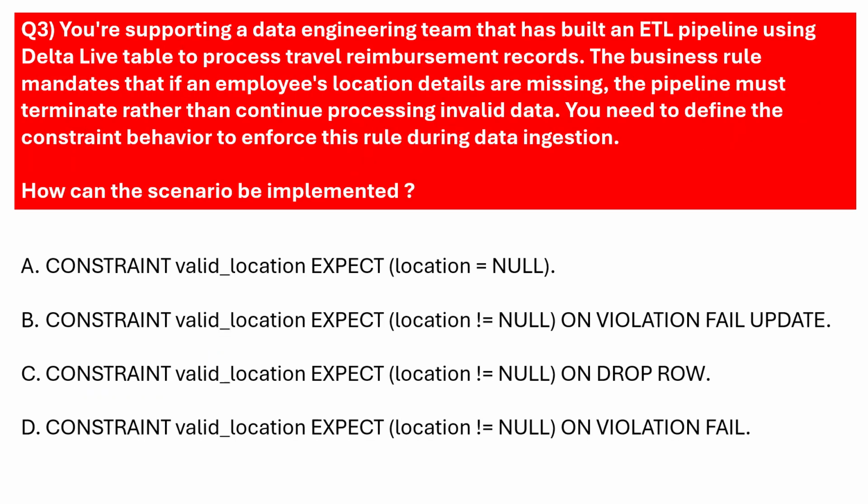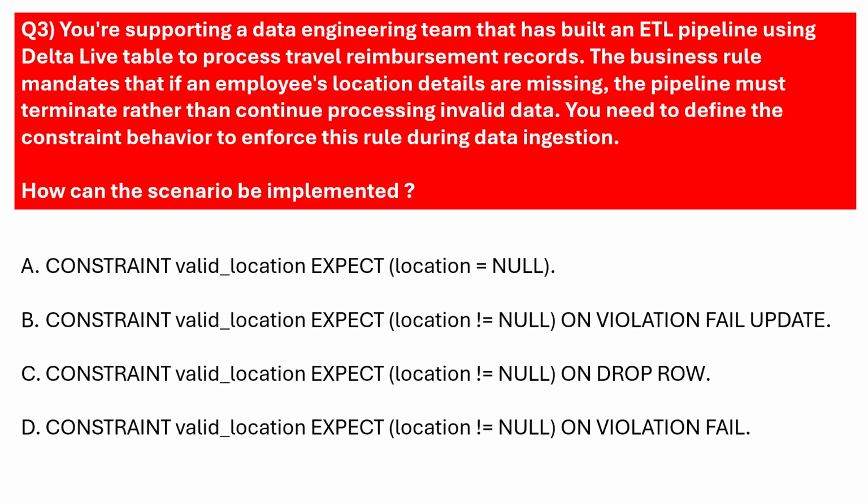Q3. You're supporting a data engineering team that has built an ETL pipeline using Delta Live Tables to process travel reimbursement records. The business rule mandates that if an employee's location details are missing, the pipeline must terminate rather than continue processing invalid data. You need to define the constraint behavior to enforce this rule during data ingestion. How can the scenario be implemented?